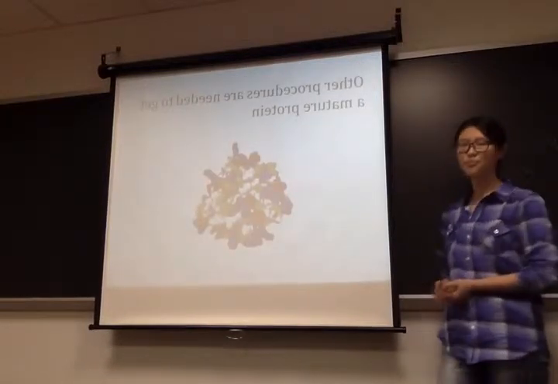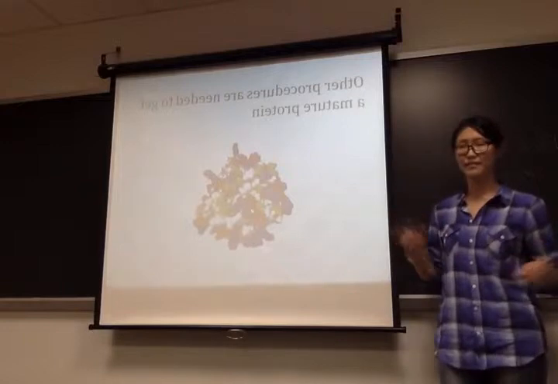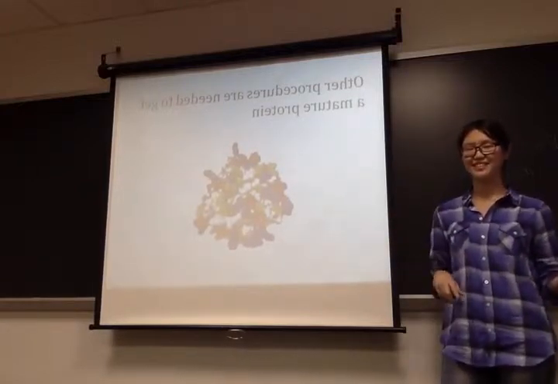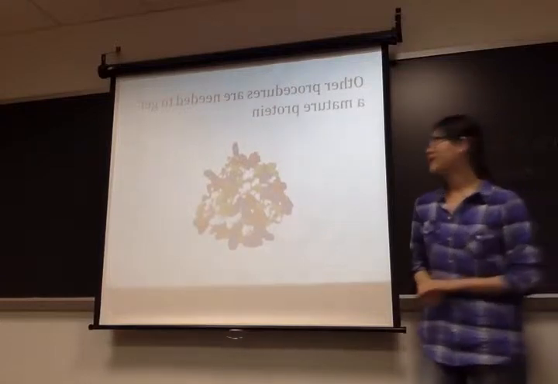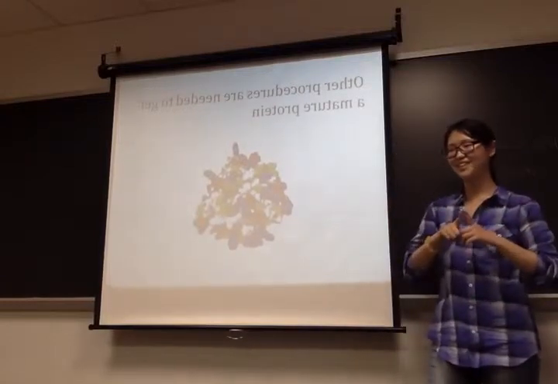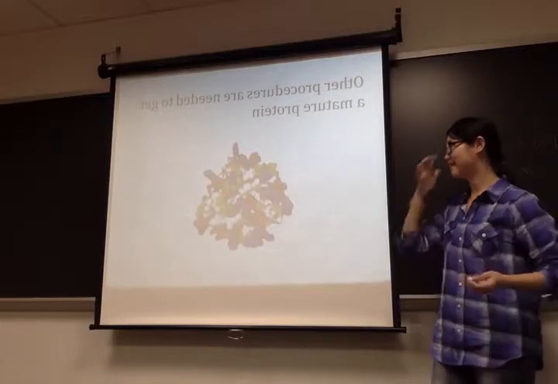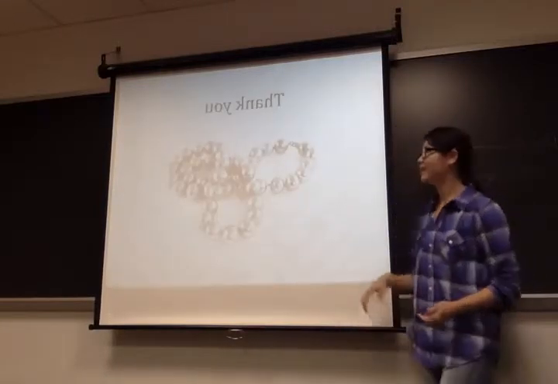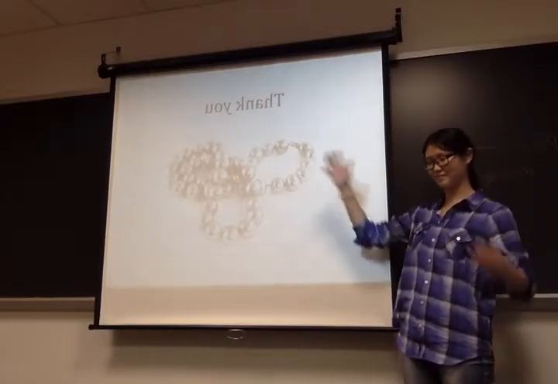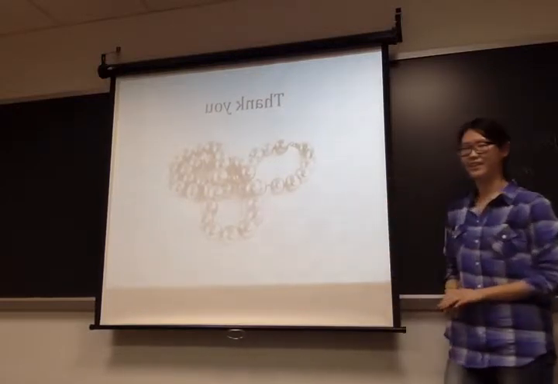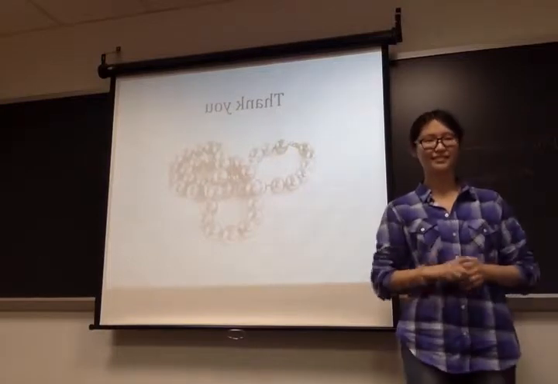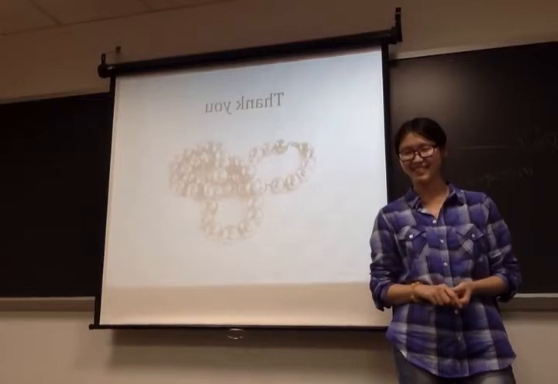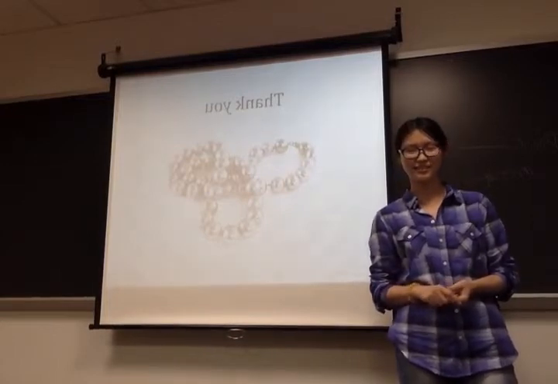After these two procedures, however, we don't have a mature protein. In order to get a mature protein, other procedures are still needed. The amino acid chain may be squeezed or curled together to get the final structure like this. It's just like a necklace being squeezed together. Okay, that is everything for today. Any questions? No.